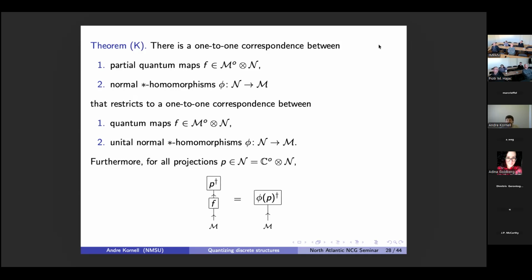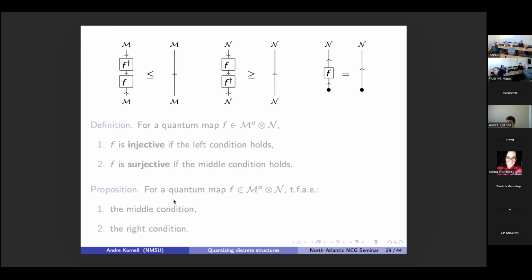The relationship between F and phi here is very easy to summarize. Essentially, when we compose F with a projection P, we have to put a dagger on the P to make the codomain and the domain match up. We get phi of P. This sort of equation very much fits with how we think of a unital normal star homomorphism as giving us a map. So it's a pullback condition. And you can see how much further one can take this.